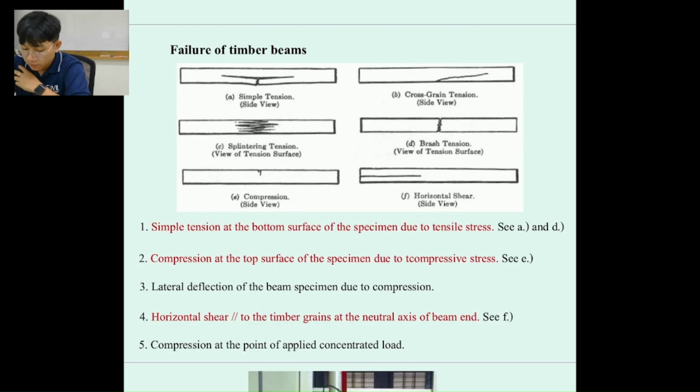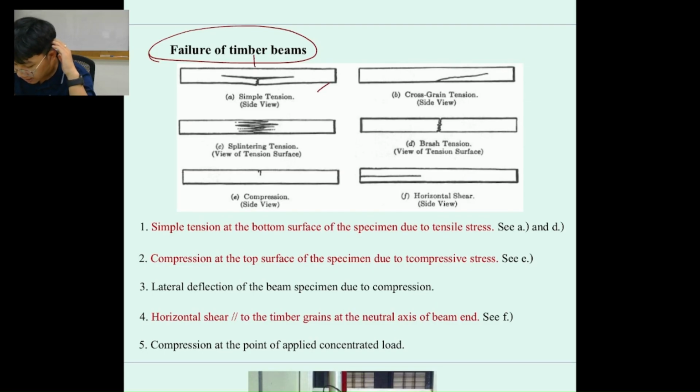For example, for failure of the timbers, we have like 6 failures of the timbers. For example, that we usually see is the simple tension. When we apply the force on top, if it's long, it's going to break like this. We call it simple tension. And this one, I never seen it before. We call it splintering tension. It's going to fail like this, but I don't know how can it fail like this. Maybe because of its grain.